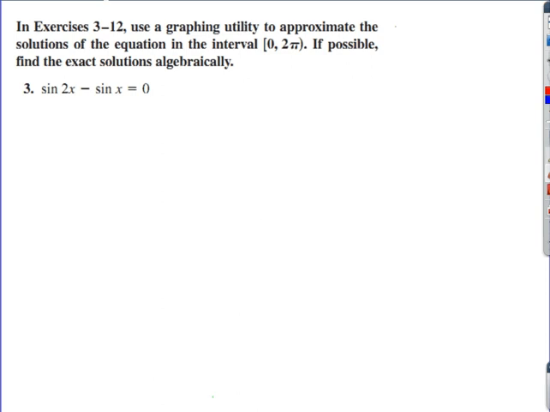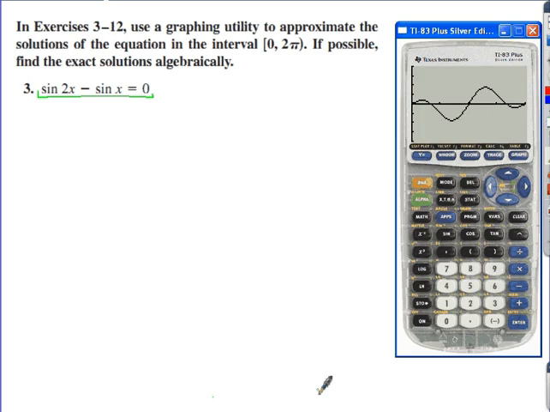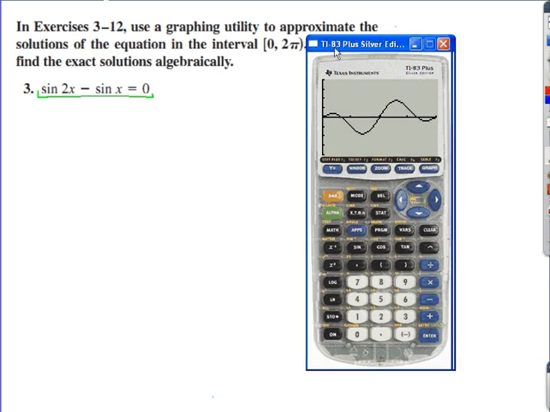All right, hello class. This is question number 3 from lesson 5.5, and we're working on all these trigonometric identity formulas, and they give us this equation right here, and we're supposed to solve it in two ways. First of all, graphically, using a calculator. So I've actually already typed it in for you.